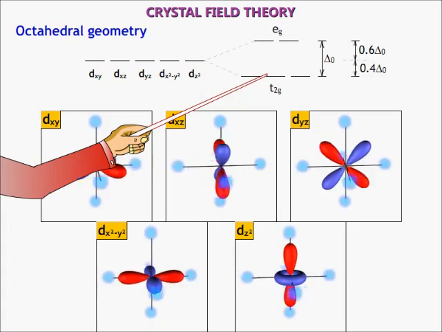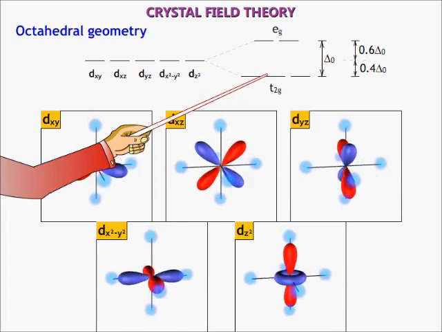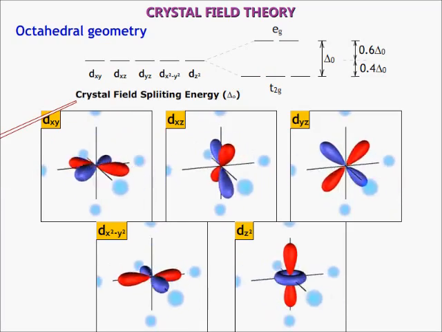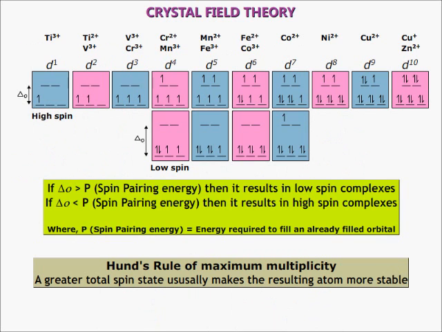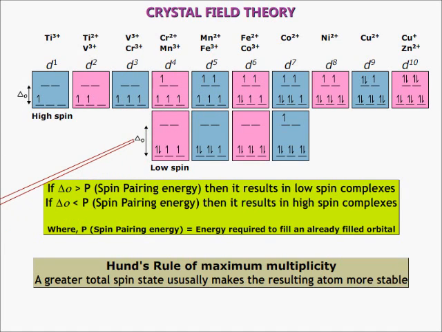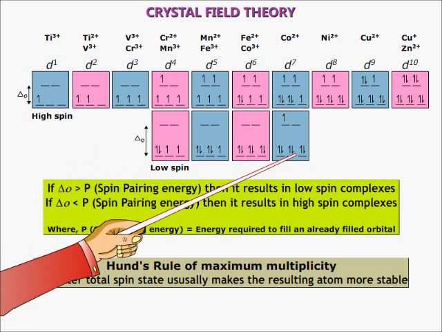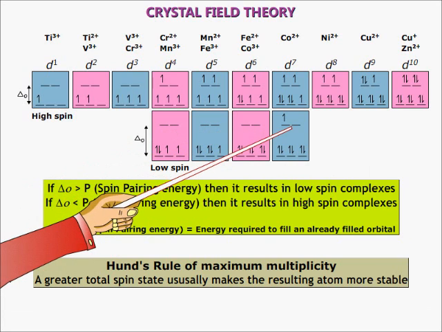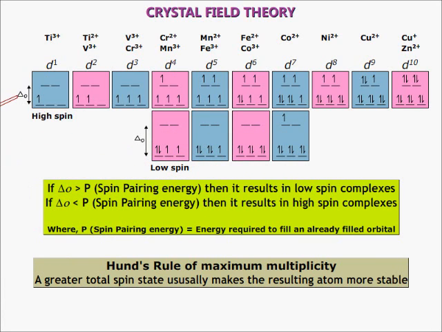The amount of energy by which the d orbitals are split is called crystal field splitting energy and is denoted by delta O. After splitting, if we watch d4 to d7 configurations, we see that there are two possibilities. If delta O is greater than spin pairing energy P, then t2g orbitals get paired up before filling up of eg orbitals, resulting in low spin complexes. If delta O is less than spin pairing energy P, then Hund's rule is not broken, and we see unpaired electrons in both t2g and eg levels, resulting in high spin complexes.